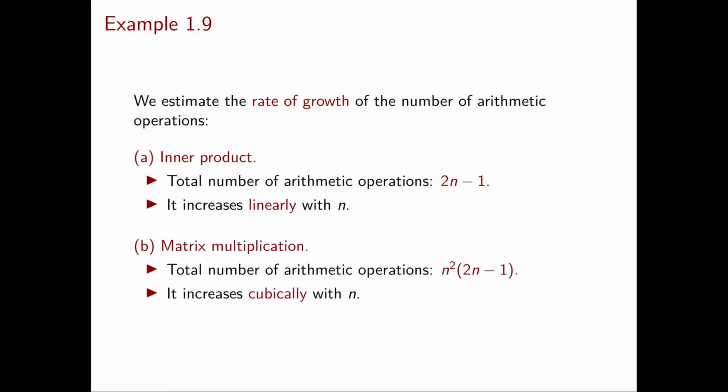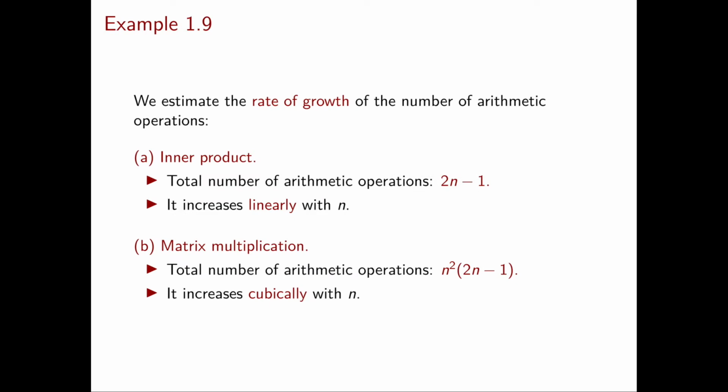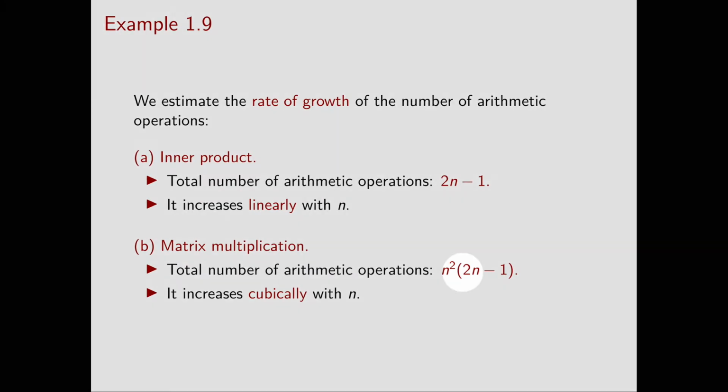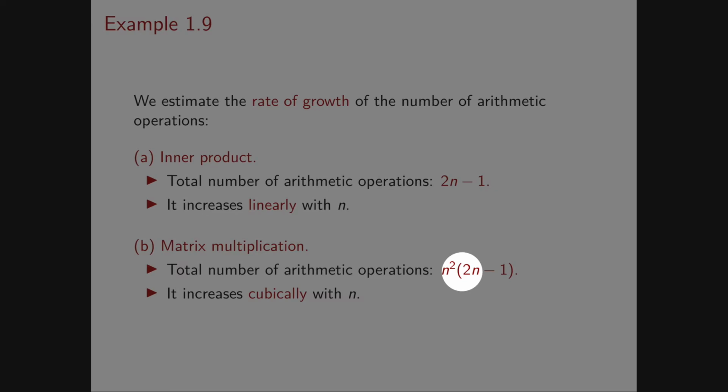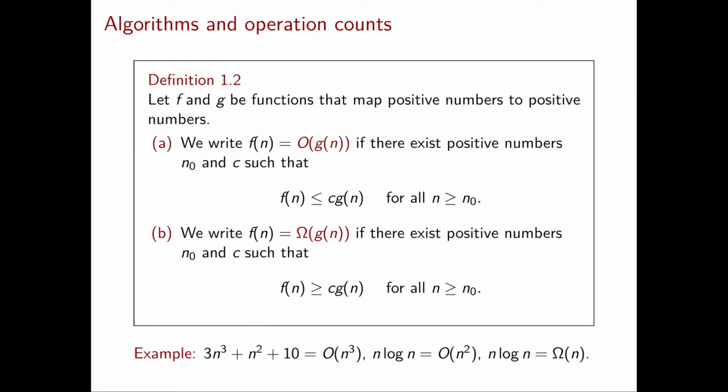For matrix multiplication, the total number of arithmetic operations was n squared times (2n minus 1), and this number of arithmetic operations is equal to 2n cubed minus n squared. In this case, we want to summarize this number by just saying that the number of arithmetic operations performed in matrix multiplication increases cubically with n. Now that we've understood what is our target, we're going to introduce the definition of big O and big omega that allow us to achieve our goal in a formally correct mathematical way.